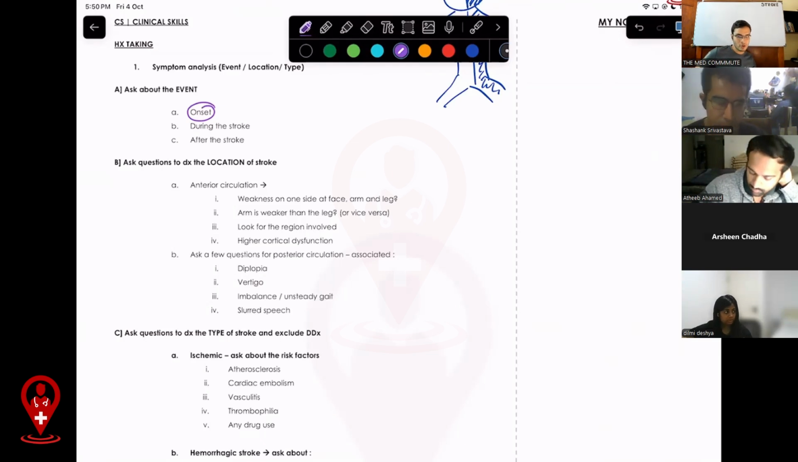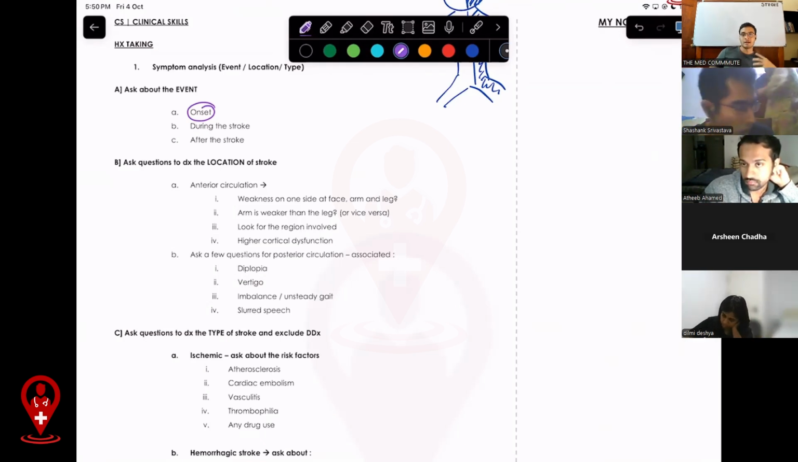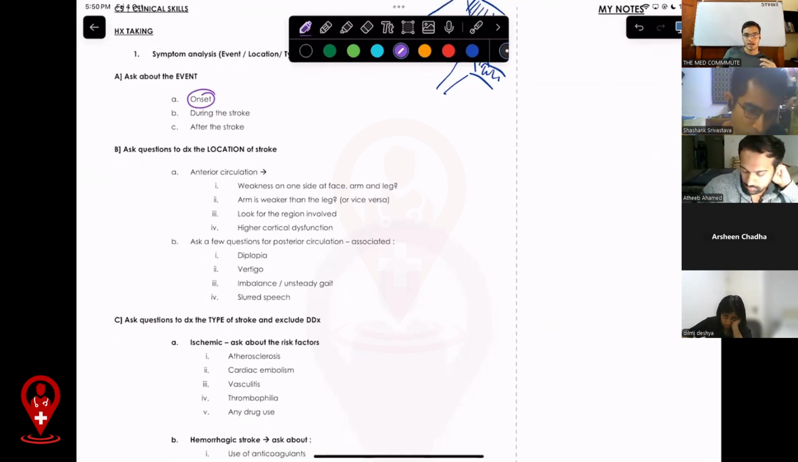Then you can ask a few questions about posterior circulation, guys. Again, diplopia can be there, right? Not very important posterior circulation strokes for our level, but diplopia is coming. Why, guys, in posterior circulation? Cranial nerve palsies, right? So we'll talk about that in a different class. They can also have contralateral homonymous hemianopia, like we discussed. There can be imbalance, unsteady gait, because the cerebellum helps with coordination. There can be slurred speech, right? All of these can be there.